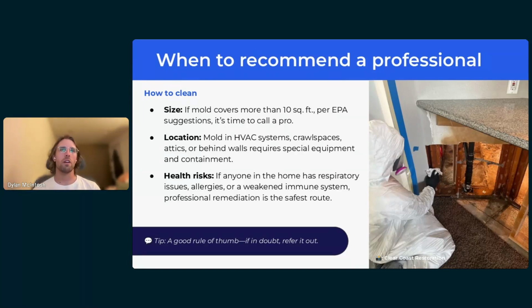The location also matters. If it's in a hard to reach area, like an HVAC system, crawl spaces, attics, inside of walls, or in areas that are particularly sensitive and hard to contain, it's probably when you want to call a professional. And if anyone in the home has issues related to mold, then it's probably best to leave it to the professional so you don't potentially make the issue in the air and environment worse.